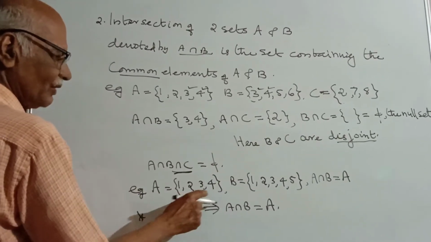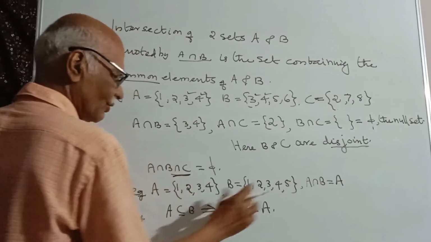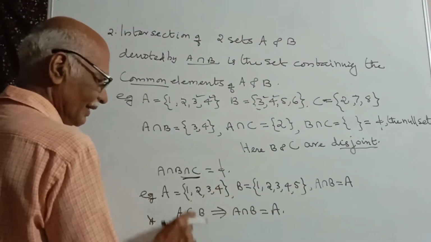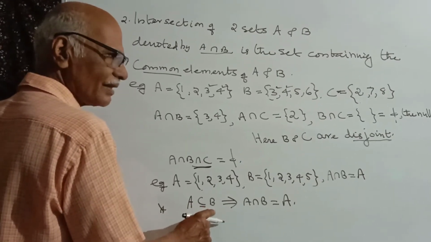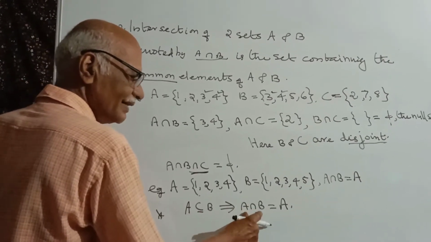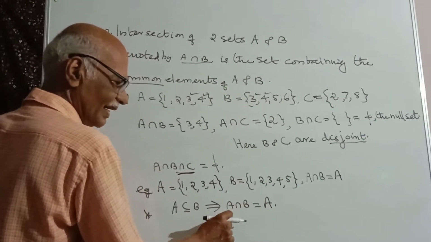Now if A is 1, 2, 3, 4, B is 1, 2, 3, 4, 5, A intersection B, common part is A. Here the situation is A is contained in B, A is a subset of B, then the intersection is A itself. So this is a basic idea.